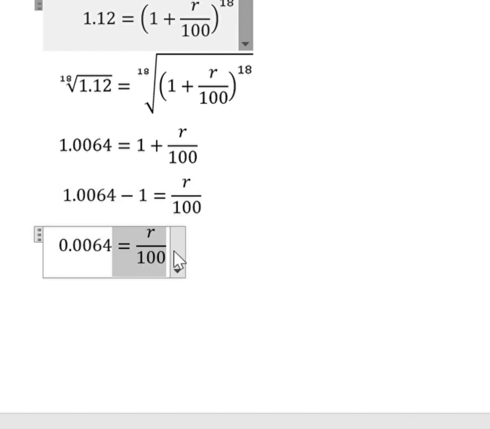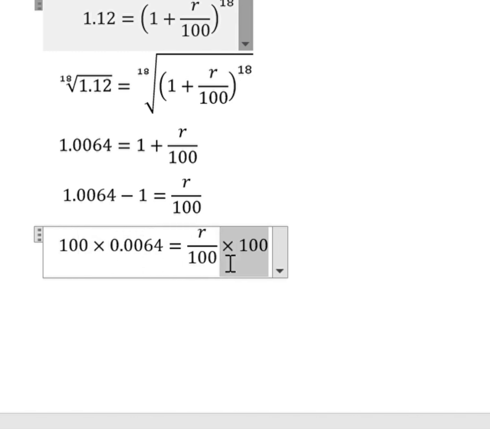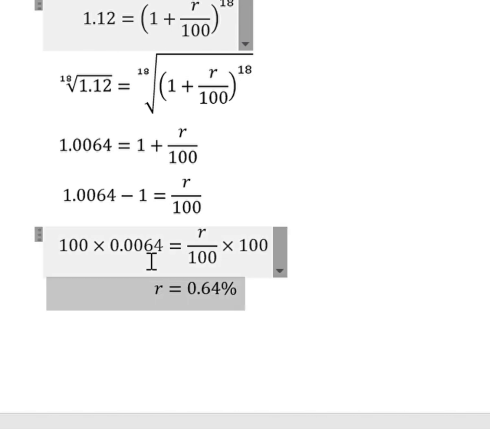Multiply both sides by 100 so that we get r. If you multiply this by 100 and this by 100, you realize this 100 and this 100 cancel, and then this times this gives you 0.64. So 0.64 is equal to r, and therefore our rate is 0.64%. Thank you.